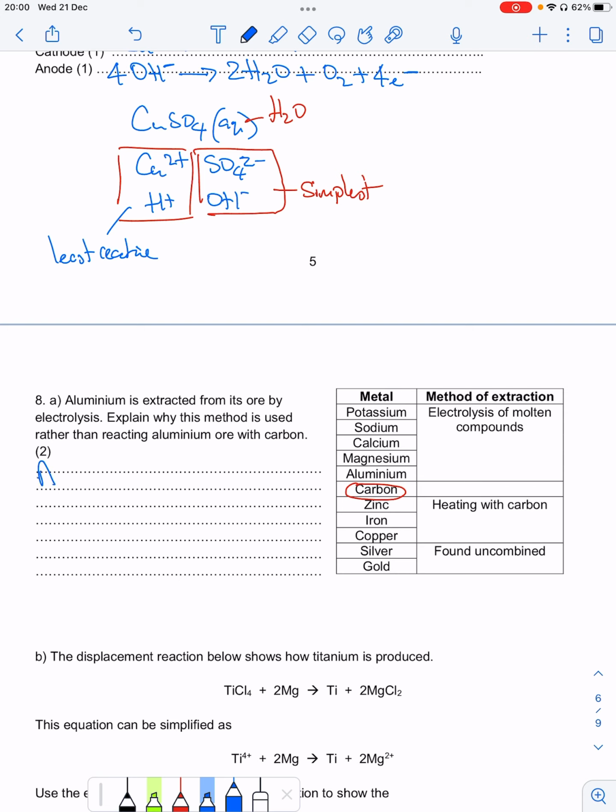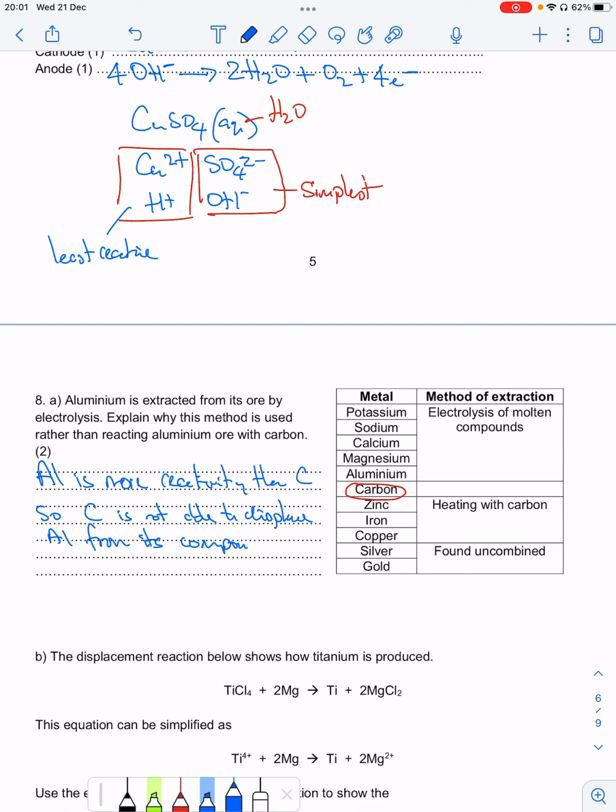So I'm going to say that aluminium is more reactive than carbon. I'd put that into words. Aluminium is more reactive than carbon. So the carbon is not able to displace aluminium from its compound. It's not able to push it out and give us aluminium on its own.